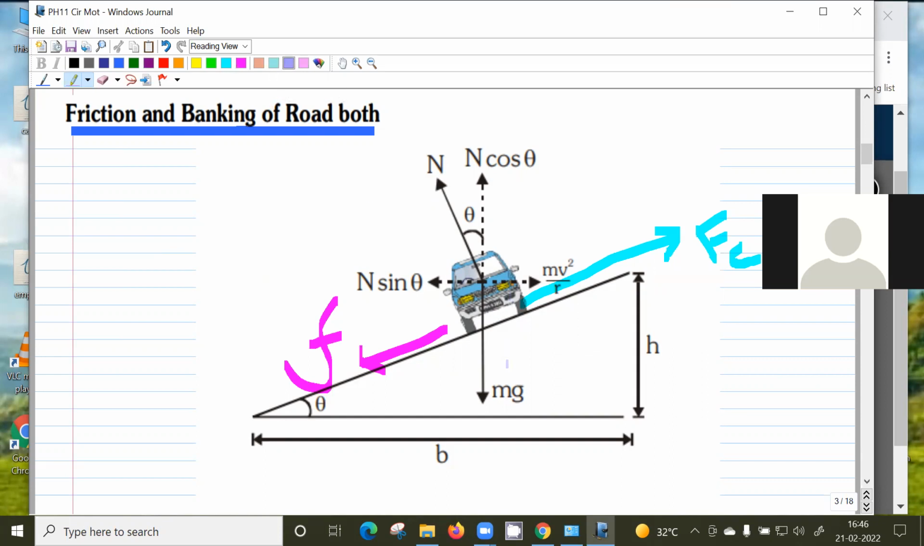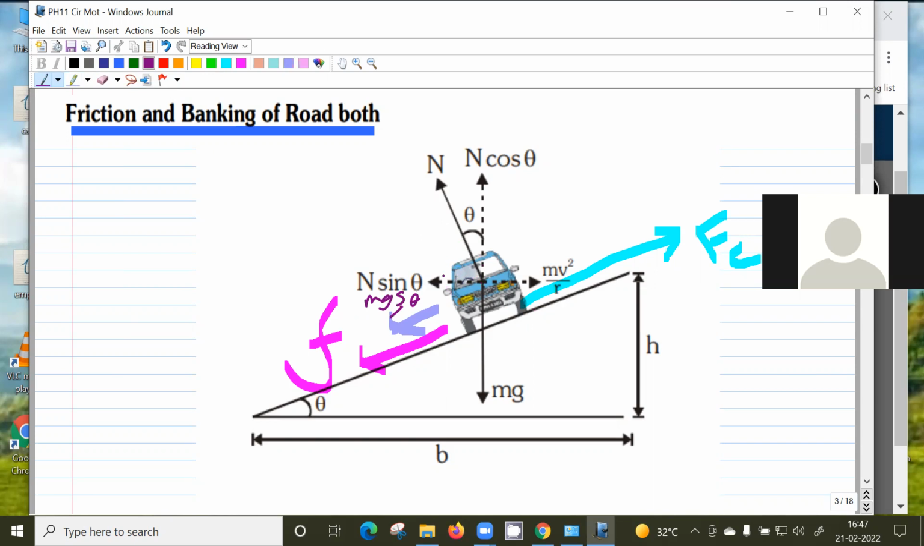See, mg is vertical, no? So the component of mg along this direction is how much? Mg sine theta. And what about the component of the normal reaction? So this is mg sine theta, and the normal reaction is normal to the surface.